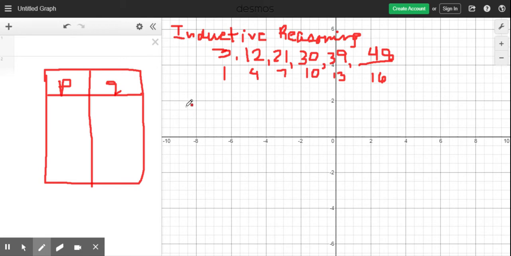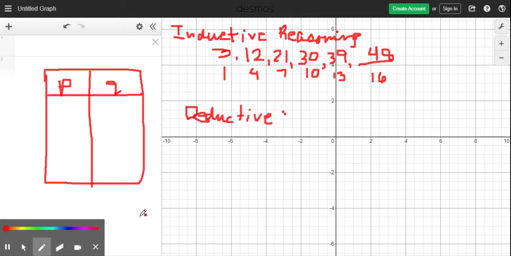Okay, now let's compare that kind of reasoning with deductive reasoning. Deductive reasoning is the process of proving a specific conclusion from one or more general statements. A conclusion that is proved to be true by deductive reasoning is called a theorem. So I'm going to give you an example in an everyday situation.